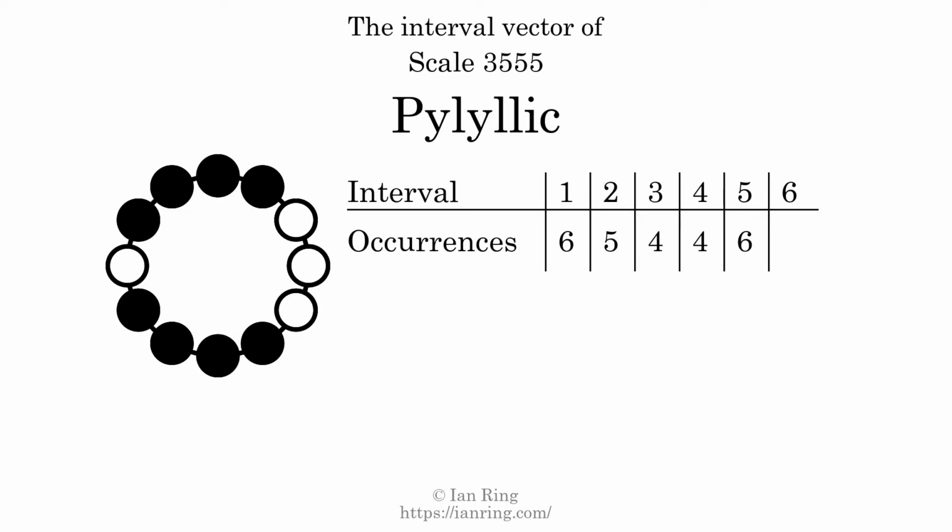There are 6 intervals with the size of 5 semitones. They are here, here, here, here, here, and here. There are 3 intervals with the size of 6 semitones. They are here, here, and here. Each interval does not appear in this scale a unique number of times, so this is not a deep scale.